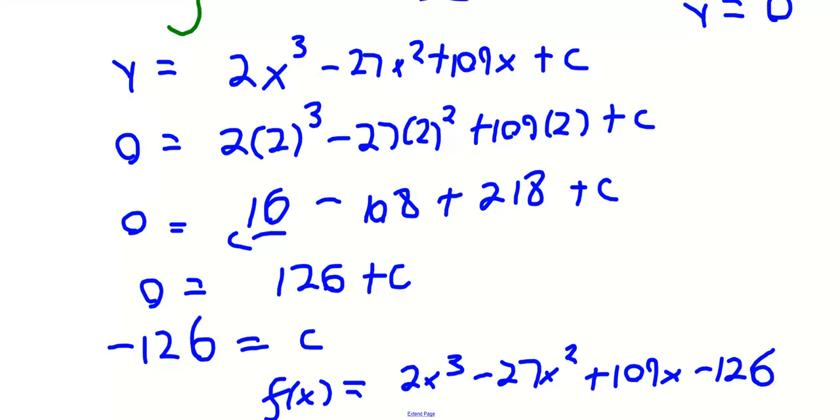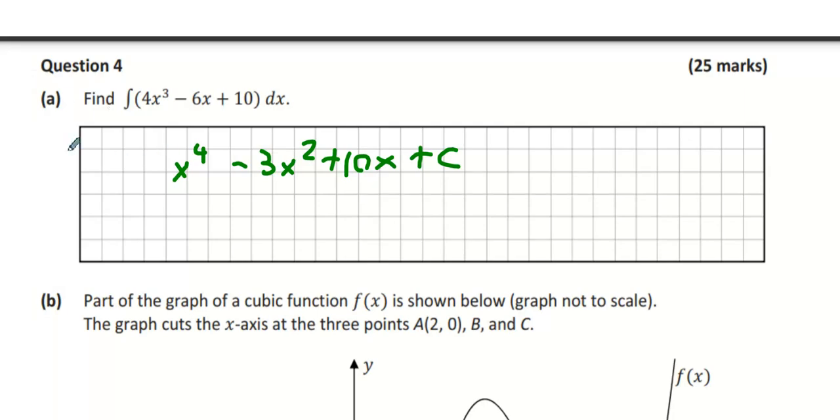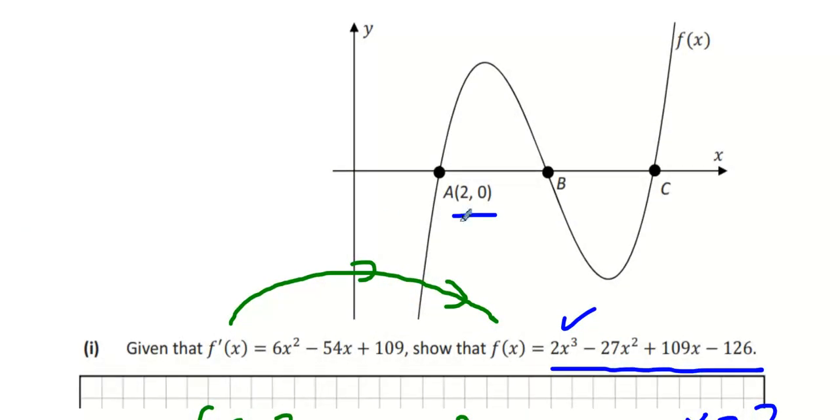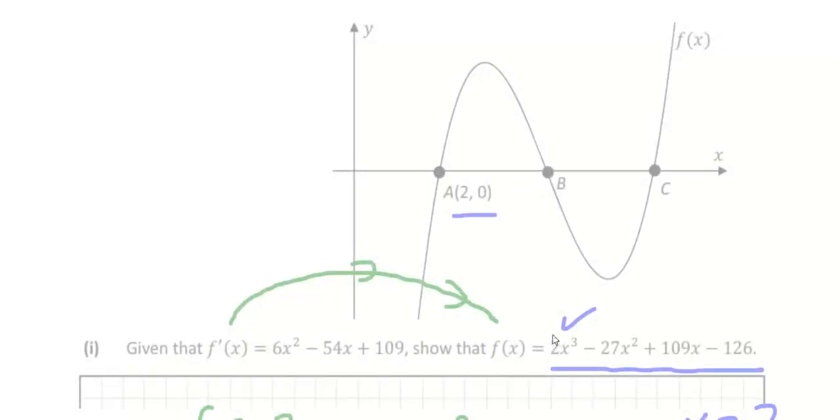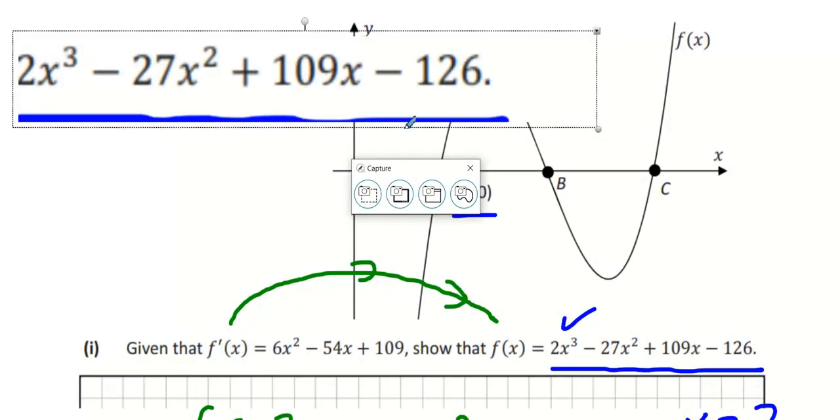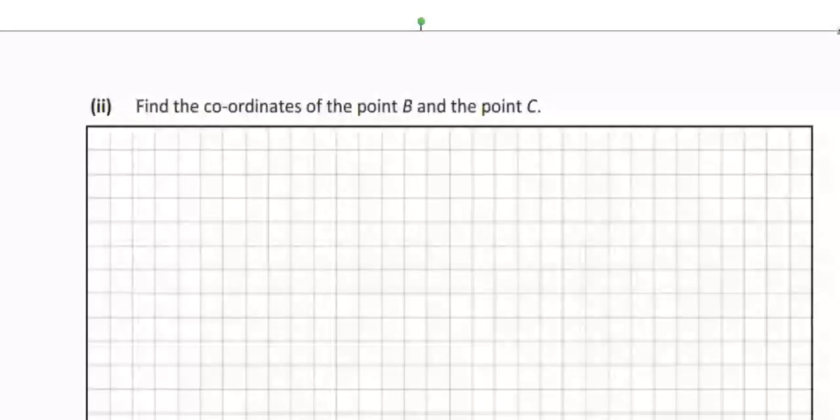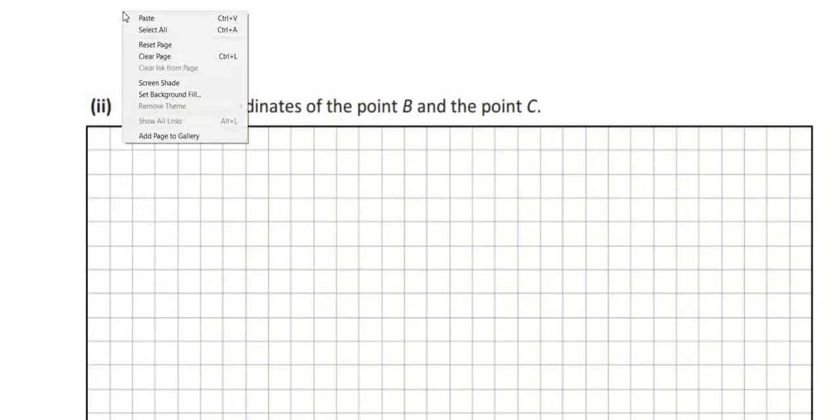Right, let's move on. Find the coordinates of B and C. B and C is where it cuts the axis. So I'll show you what we're going to do for that now in a second. Just going to grab this formula, and bring it to the next page. And we're about to use a factor theorem to get this. Okay, so this will be quite important. Paste here.